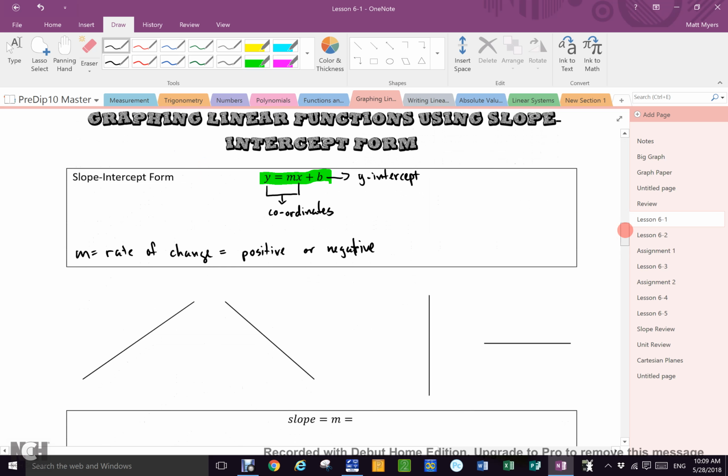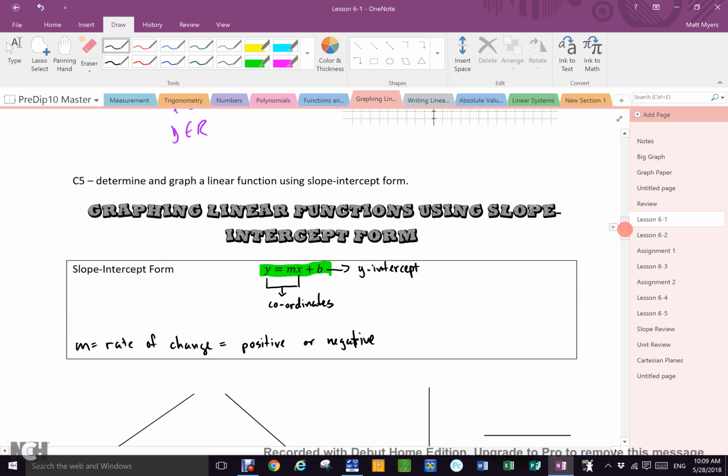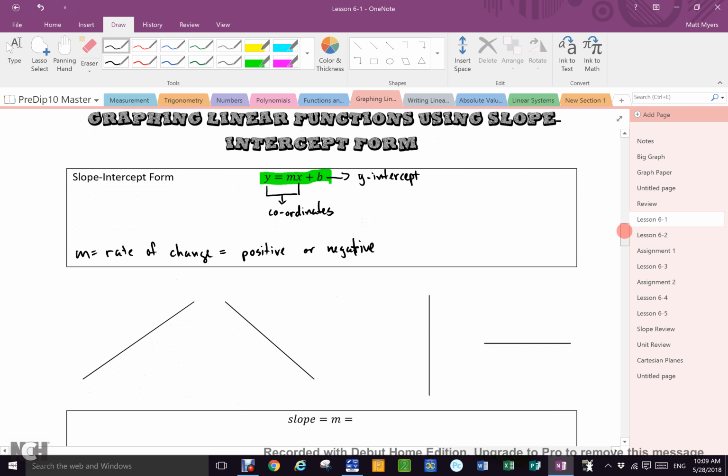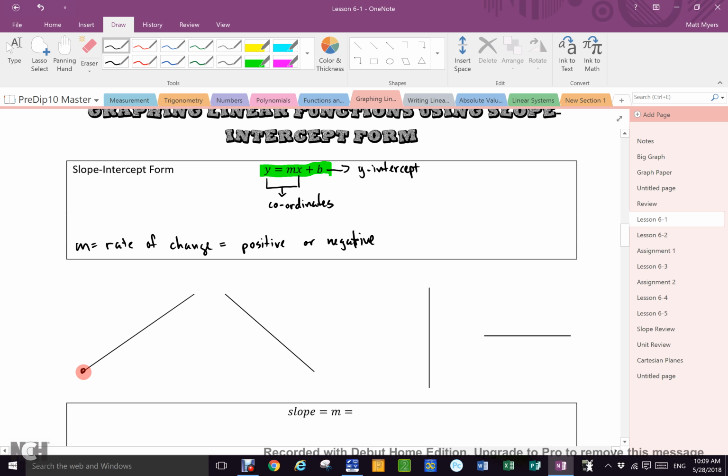But, Mr. Myers, how can a slope be negative? I'm about to show you. So, here, please label point A. Here, please label point B.